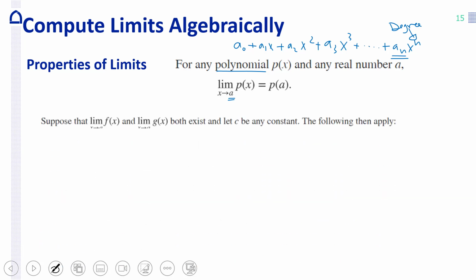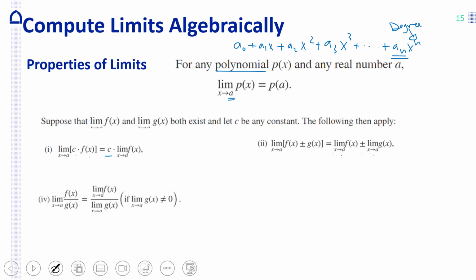Okay? If you have two functions and you have a limit for these two functions at the same point, x tends to a, if you multiply a constant by the function, you can take the constant outside. If you add or subtract two functions and you would like to get the limit, you can take the limit for each separately and add or subtract the results. If you are dividing, you can distribute the limit over the numerator and the denominator. If you are multiplying, you can distribute the limit over the multiplication.